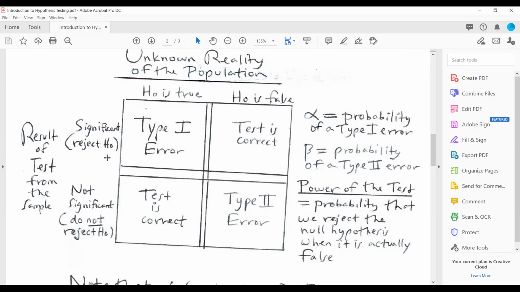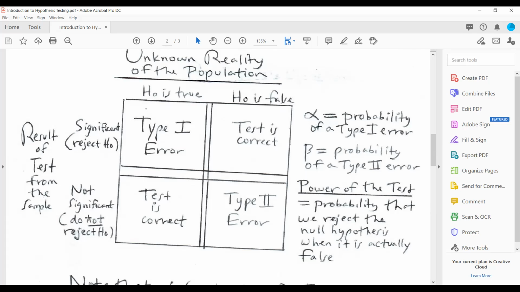And there are two possible decisions from that test. Either we're going to reject the null hypothesis, meaning there's enough evidence to reject it, and therefore we'll accept the alternative hypothesis. That's called a significant result. Or there's not enough significance, not enough evidence to reject the null. So we either reject the null or we don't reject the null. Those are the two decisions.